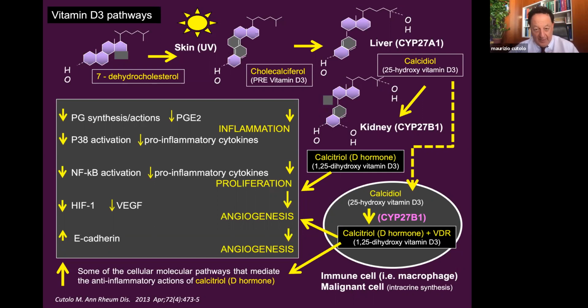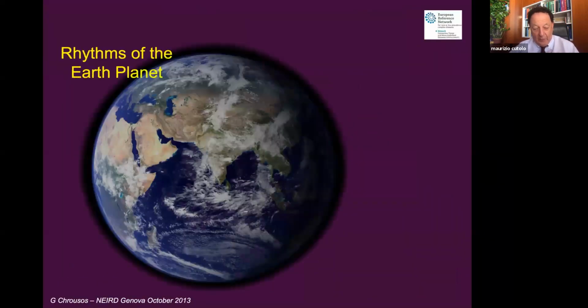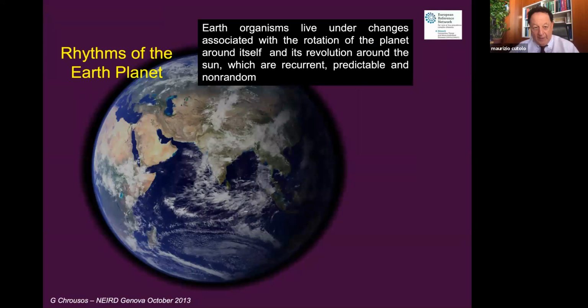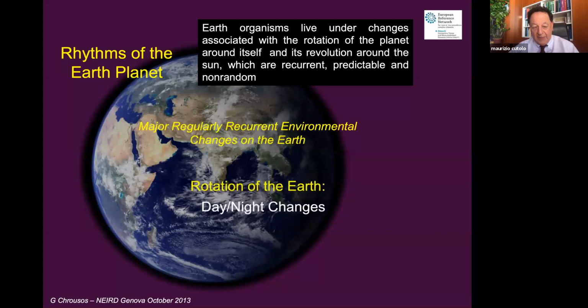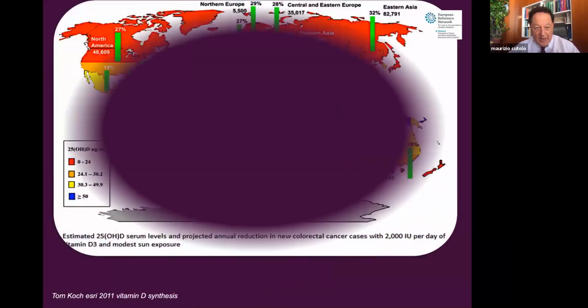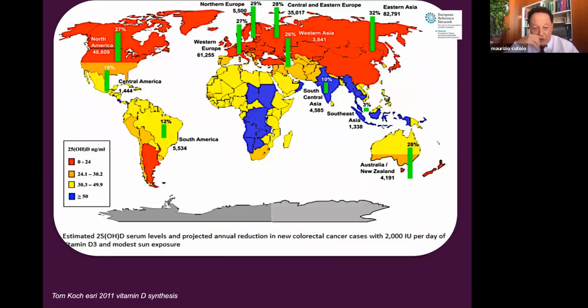Very important concept, this one, because we must consider the rhythms of our planet. We have a known, continuous alternation of light and darkness. So we have the day and the night, and we have a revolution of the earth. So we have the seasonal changes, summer and winter. And this is predictable and recurrent every year. So every year there is a different distribution, for example, of vitamin D according to the season.